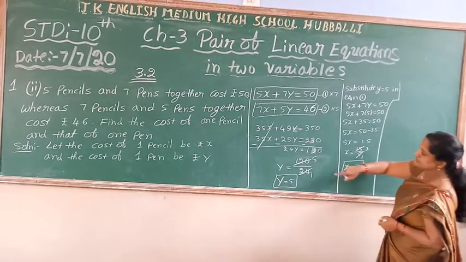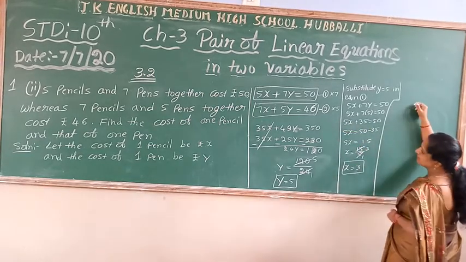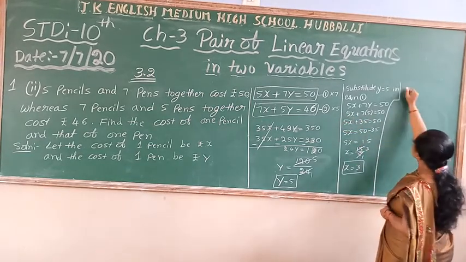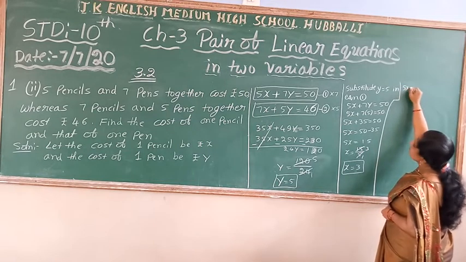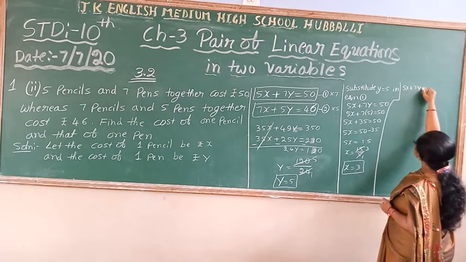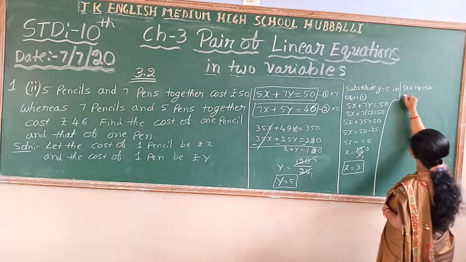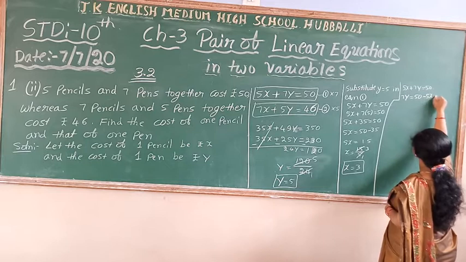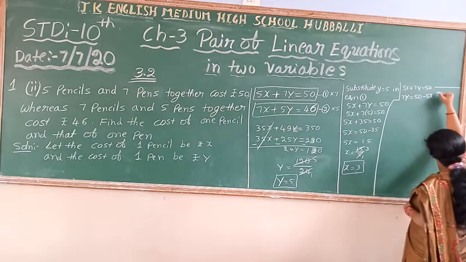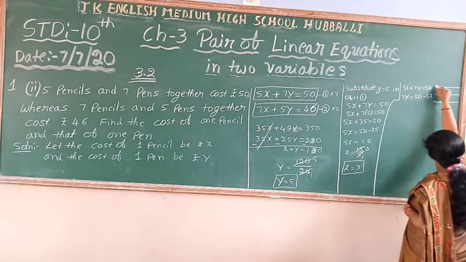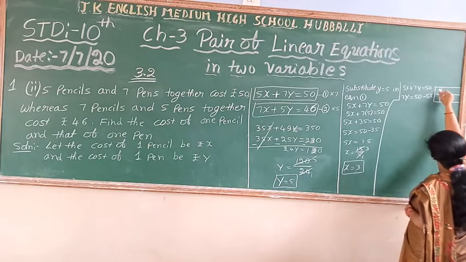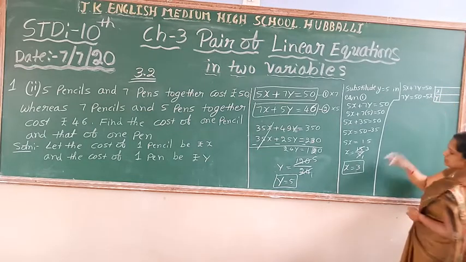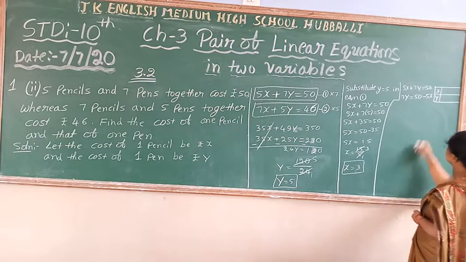Consider the first equation, which is the simplest equation. You consider 5x plus 7y is equal to 50. So 7y is equal to 50 minus 5x. So prepare one column. Compulsorily one value should be x and y. So for x you have to substitute 3.